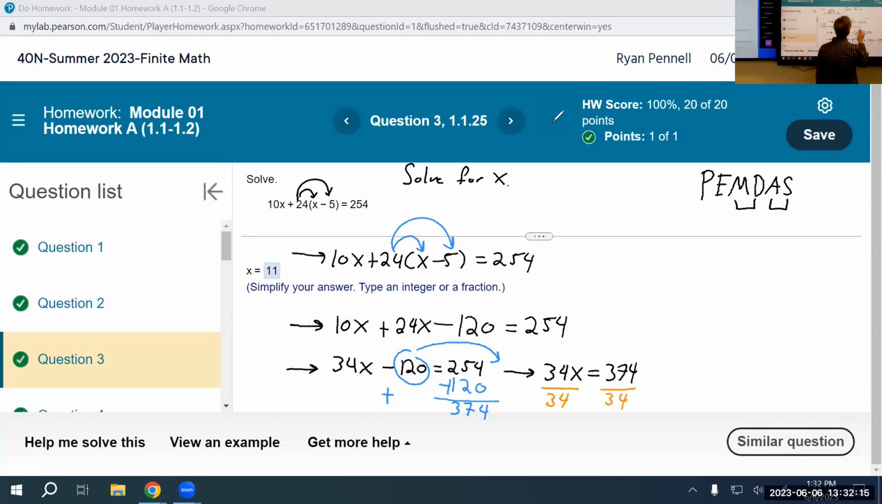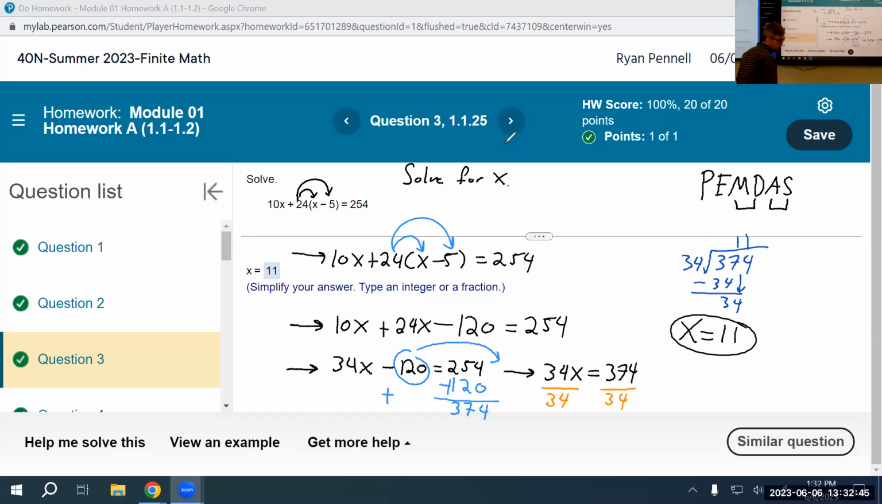Okay, well, let's see. So 34, 374. How many times can 34 go into 37? Once. 34. That gives me a 30, and that gives me a 4, and that's 11. I like it. X must equal 11. Easy come, easy go.